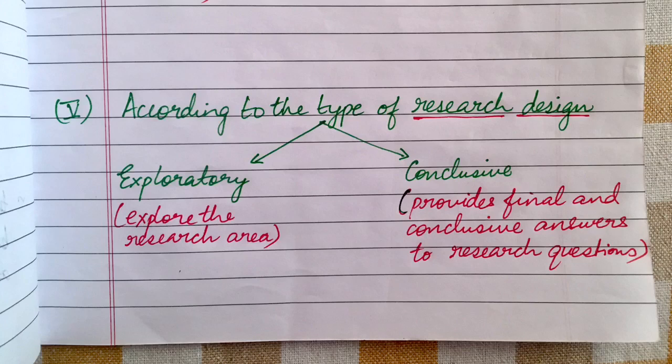Whereas conclusive studies aim to provide final and conclusive answers to the research questions, and that's why the structure is very systematically designed. It has a very formal, definitive, and rigid methodology which needs to be followed and tested. And conclusive researchers, with this type of research design, also need to test and formulate their hypothesis.